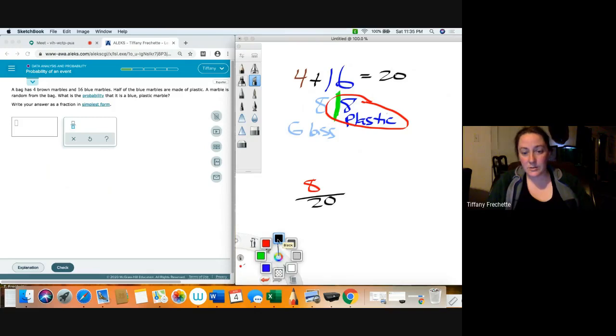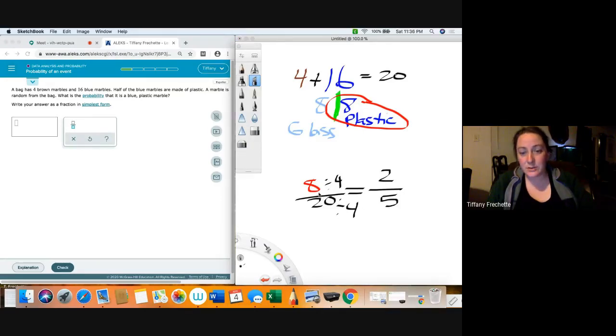So now we just want to reduce this. These both can divide by 4. If you didn't notice the 4 and you just said, oh, they were even, I'm going to start with 2, that's perfectly fine. Just make sure if you start with 2s, you'll have to divide by 2 twice, because you want to get all the way down to 2 here, because 8 divided by 4 is 2. 20 divided by 4 is 5.